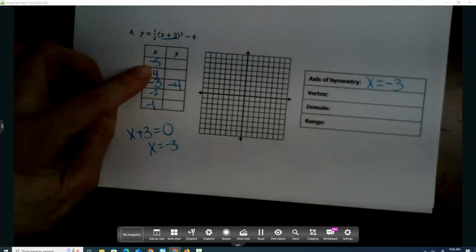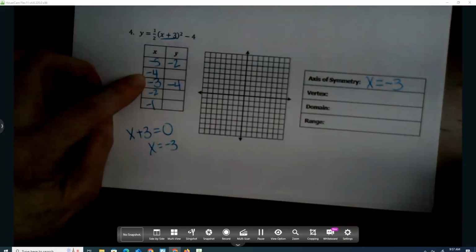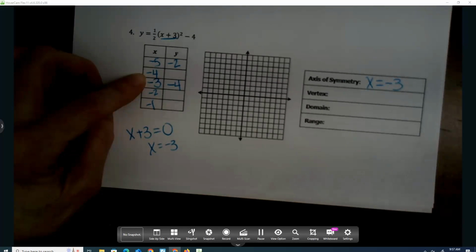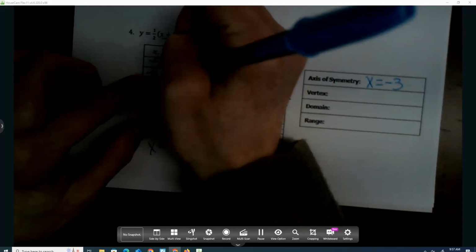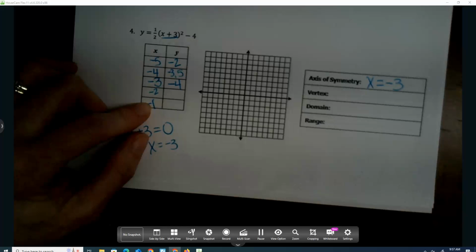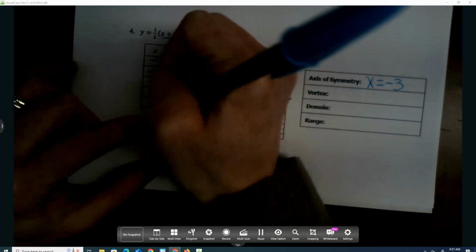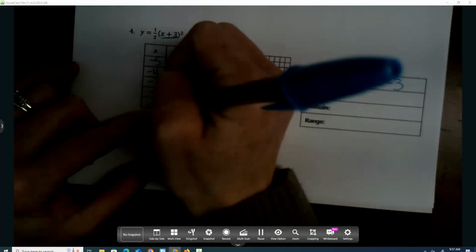All right. When I plug in -5, I get -2. When I plug in -4, we are going to get a decimal. That is fine. I get -3.5. When I plug in -2, we get -3.5. When I plug in -1, we get -2.